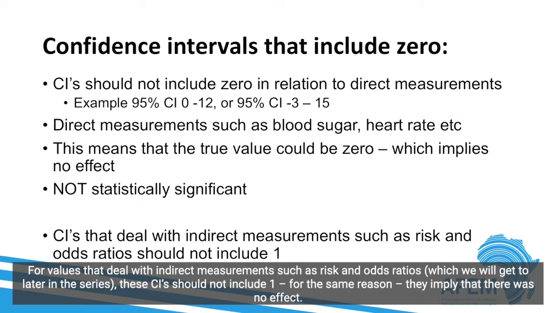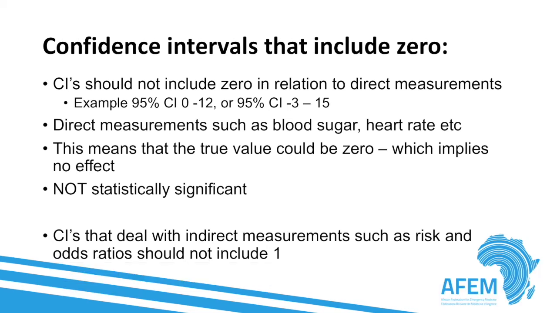For values that deal with indirect measurements such as risk and odds ratios, which we will get to later in the critical appraisal series, these confidence intervals should not include 1 for the same reason. They imply that there was no treatment effect.